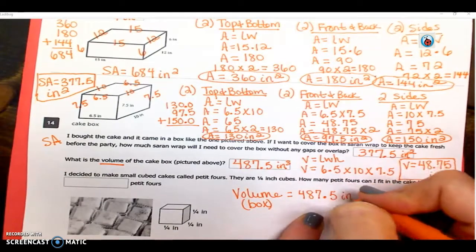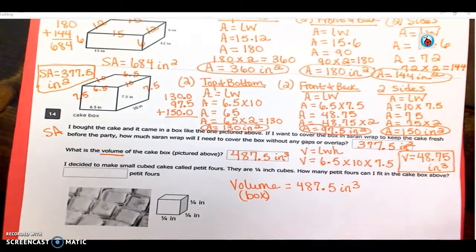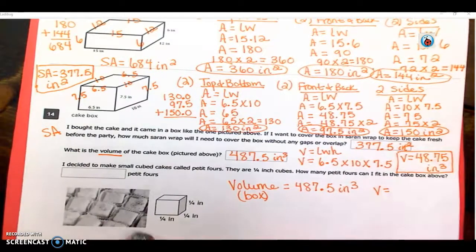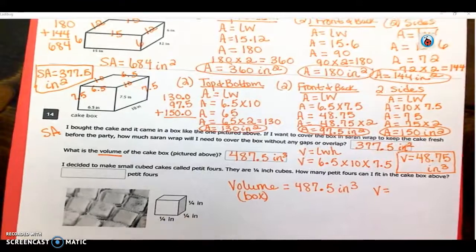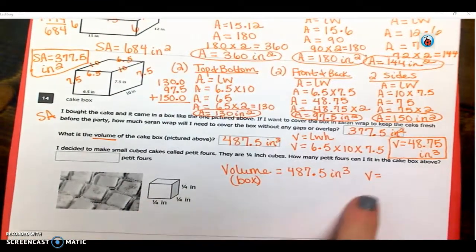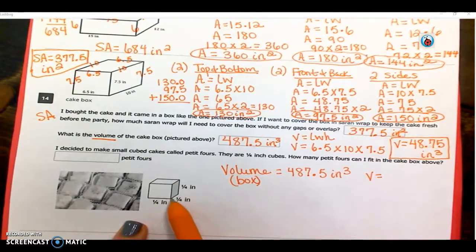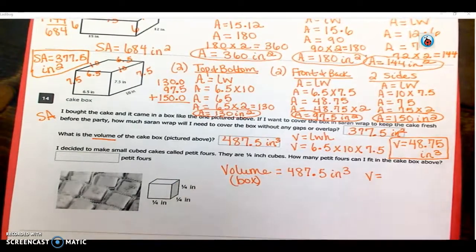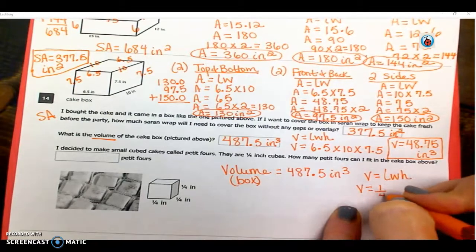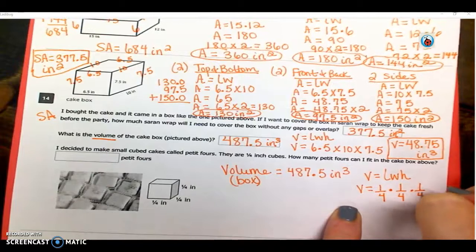And we know volume of the box equaled 487.5 inches cubed. Now, what we need to be able to do is find the volume of the cubes, because we need to know what the volume of those would be to see how much space that would take up in the box as well. So we can see we've got a 4th by a 4th by a 4th. So volume, length, width, and height. So we have 1/4 times 1/4 times 1/4.